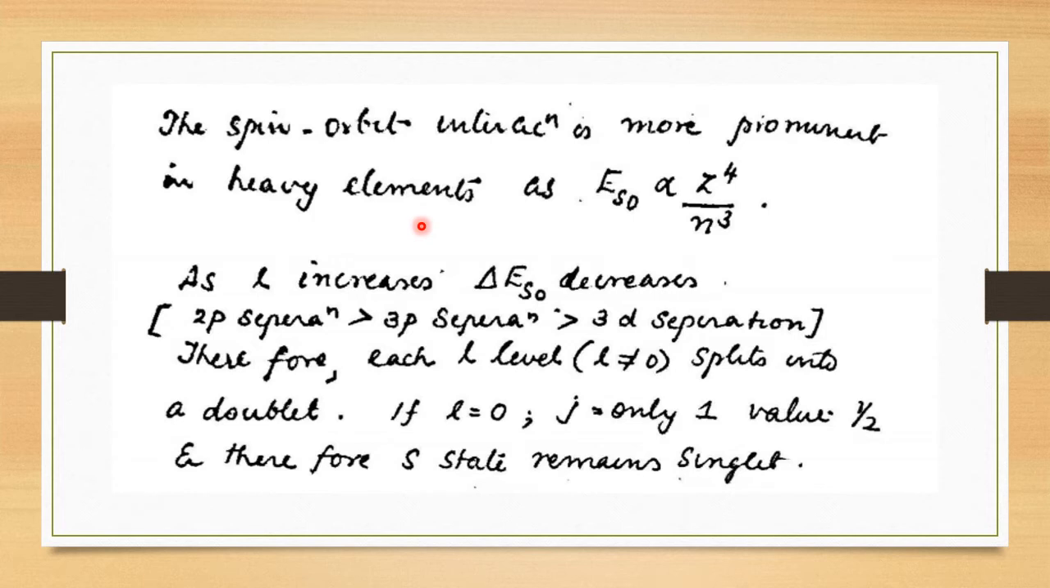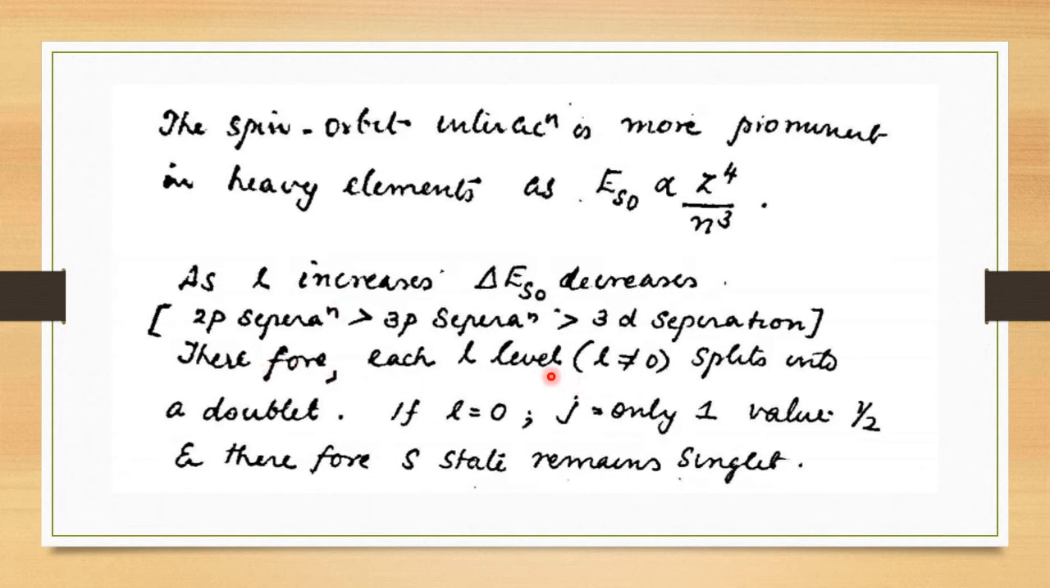And also from that equation for E_SO we find that L is in the denominator. Right? So as L increases, delta E_SO decreases. That means the 2p separation will be greater than the 3p, and that separation will be greater than the 3d separation. So as L increases, delta E_SO decreases, or the separation of the energy levels decreases as L increases.